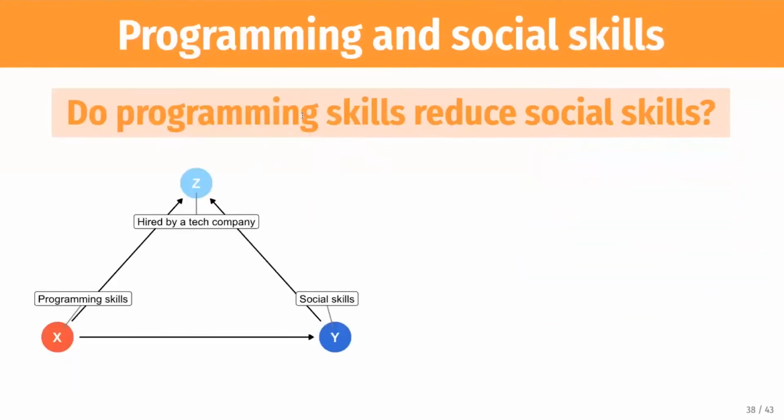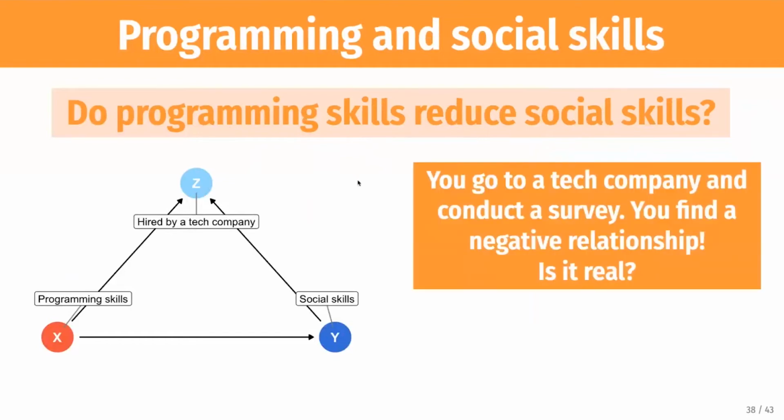So here's an example. Let's say you're interested in whether or not programming skills reduces social skills. So like these hardcore programmers are really big introverts or something like that. And so what you do is you conduct a survey in a tech company, because that's where lots of people with high programming skills are. And you try to see if there is a relationship between X and Y. And you find that it's negative. Having higher programming skills leads to worse social skills. Is that a real effect?